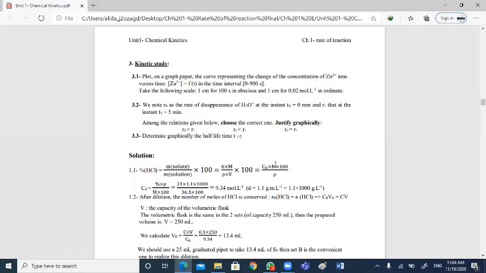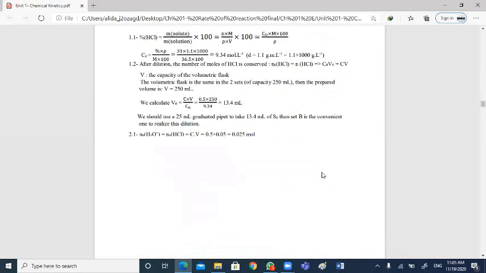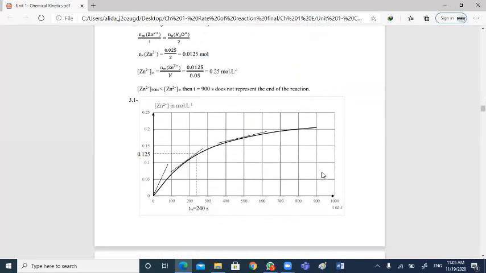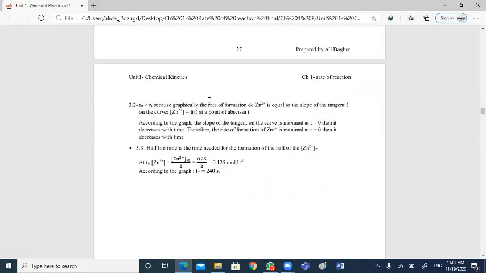Justify graphically. Graphically it looks like this. R0 bigger than R1 because graphically the rate of formation of Zn2+ is equal to the slope of the tangent on the curve concentration of Zn2+ at the point of abscissa t. This is the definition of the rate graphically.